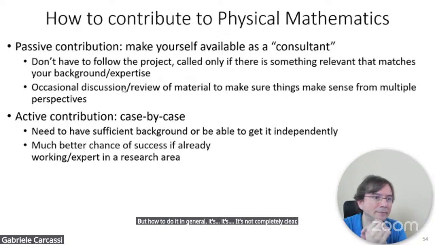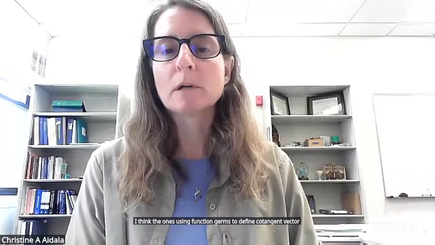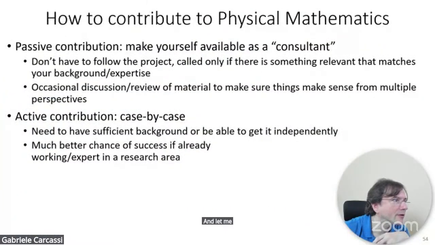Sad. The next question is from Xinyue. There are multiple ways in differential geometry to introduce tangent vectors as differentials. I think the ones using function germs to define the cotangent vector space first are closer to what's being described here. For context, this method also generalizes spatial differential from differential on parameterized path. And let me look at the thing.